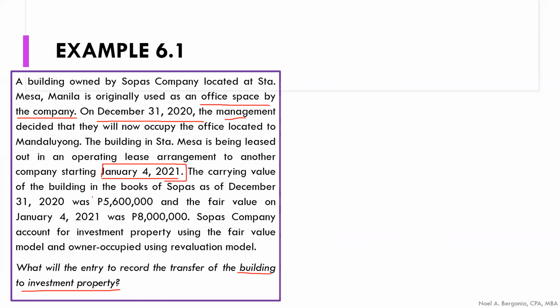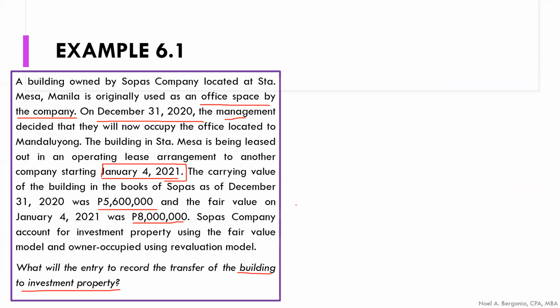Now, the carrying value of the building in the books of SOPAS at December 31, 2020 was 5,600,000. So yan yung latest carrying value ng building. And the fair value now on January 4, 2021 was 8 million. Okay, so SOPAS company account for the investment property using fair value model and the owner occupied using the revaluation model. So how are we going to do it?